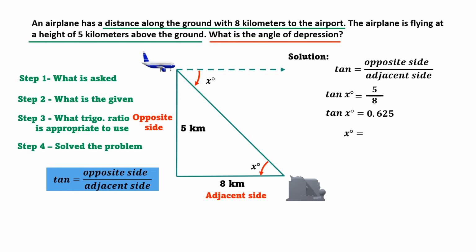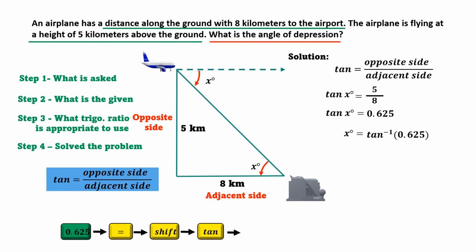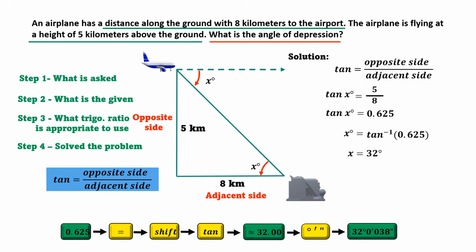Then, we have x degrees equal to the inverse of tangent 0.625. Use your calculator to find the inverse of tangent 0.625. Here is the process. Enter the 0.625 in the calculator. Then, press the equal sign, followed by the shift and tangent button, is equal to 32.00. Then, press the degree, minute, and second buttons to convert your answer into the degree. Just get the degree part, which is 32 degrees. Therefore, the angle of depression is equal to 32 degrees.